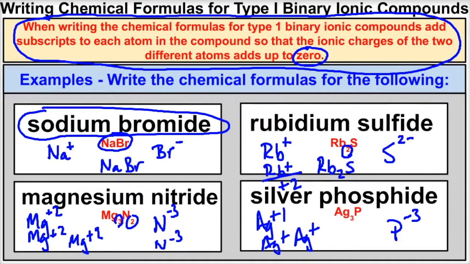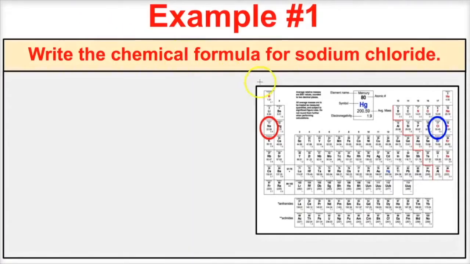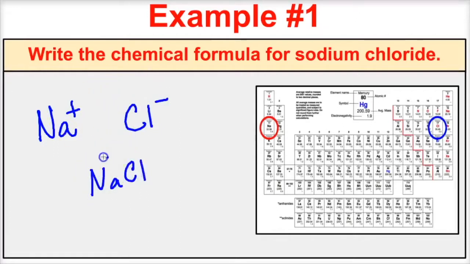So let's take a look at a few examples and see if you can get some of these correct. When you write the chemical formulas, you're going to need a periodic table, so we have one right here. We have to write the correct chemical formula for sodium chloride. We know sodium is a +1 ion, and we know chloride is a -1 ion. These two charges add up to 0 already, so you don't need to add any subscripts. The correct chemical formula is going to be NaCl.